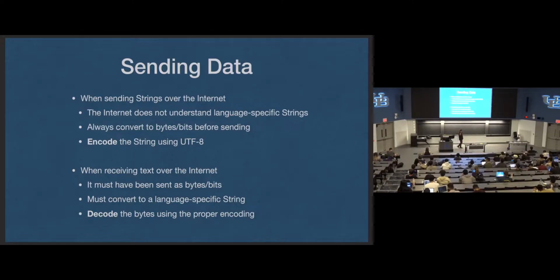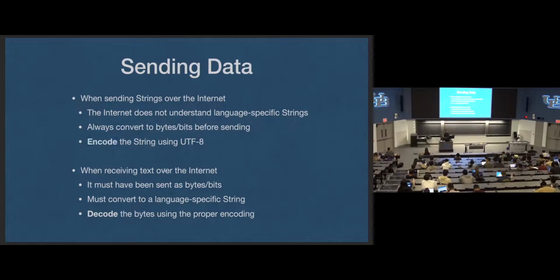So when we send these strings over the internet, we need it all in ones and zeros. We take our language-specific string, encode it using UTF-8, and then send that over the internet. In your Python code, you're literally going to type .encode. That's going to take your string and encode it using that UTF-8 encoding that we just saw.